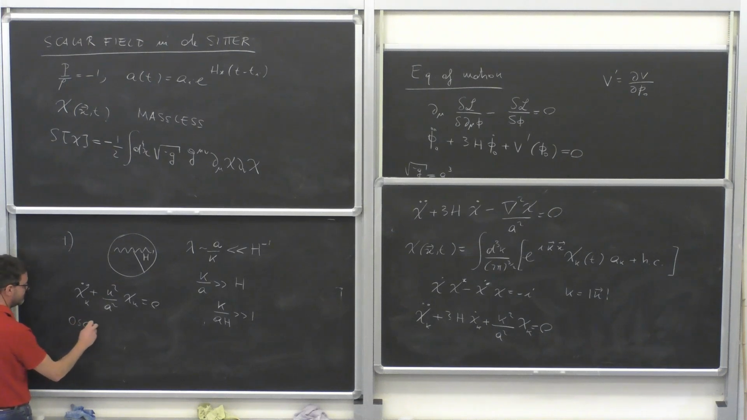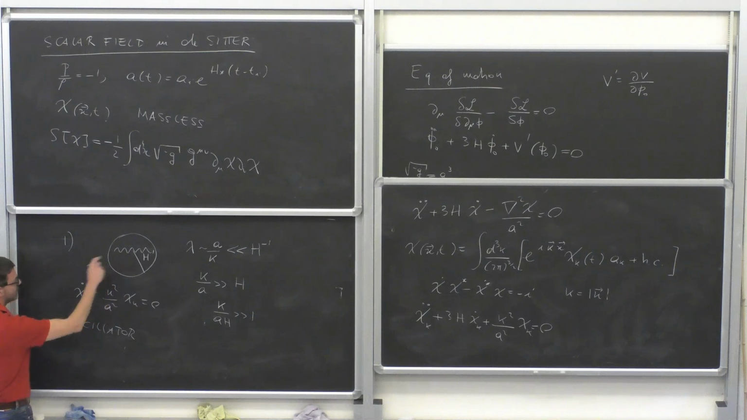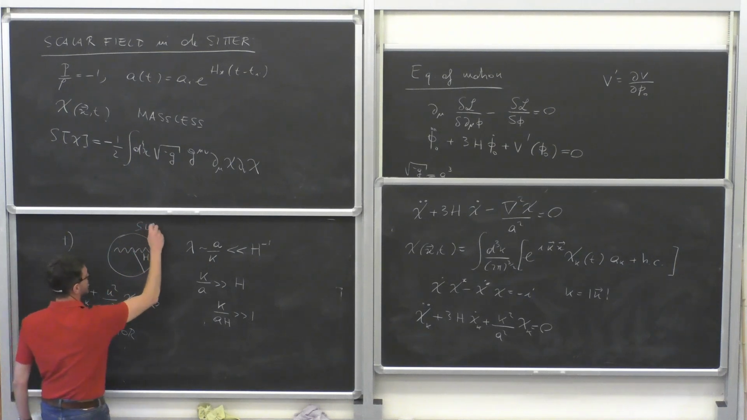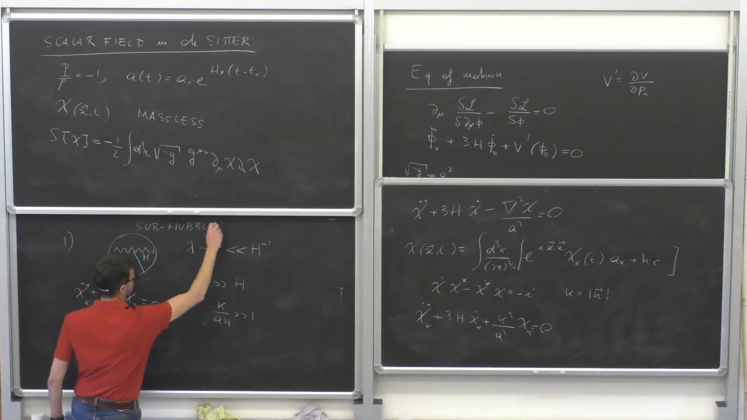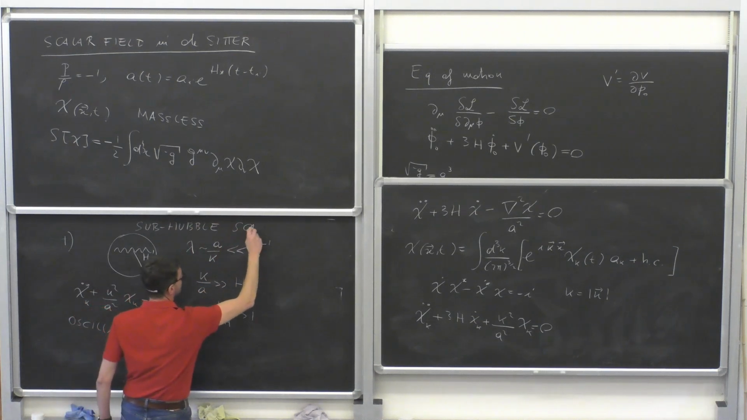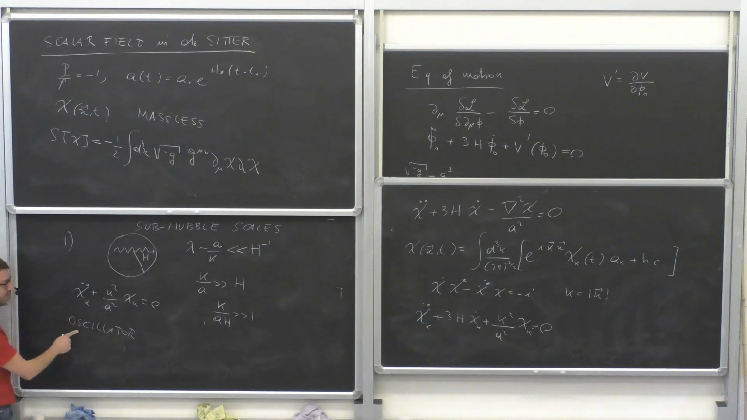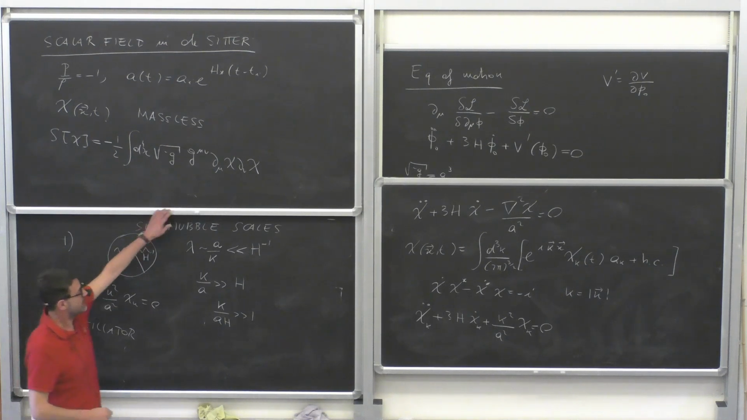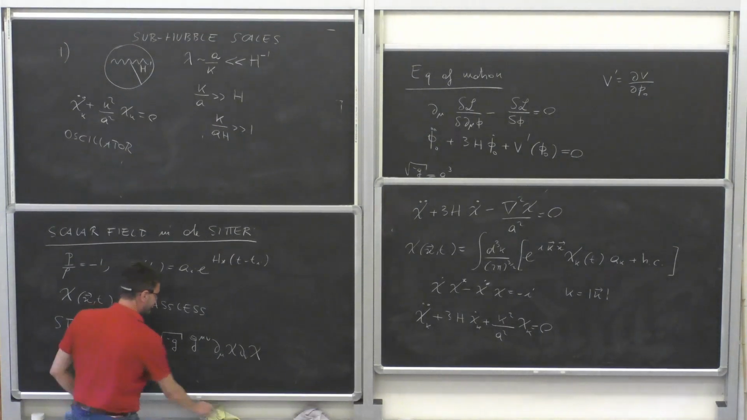But you expect, roughly speaking, that your field, when the fluctuations are on sub-Hubble scales, so when the wavelength is much smaller than the Hubble radius, will behave more or less like a free oscillator, like a Klein-Gordon scalar field which has no interaction. All right, so let's go to the opposite limit, and then I will finish for today.